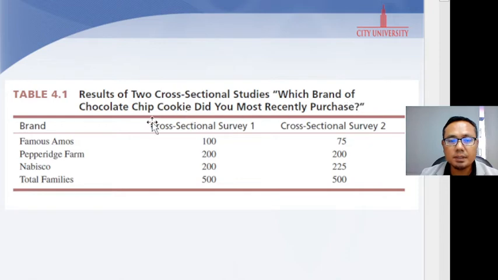Okay, this is an example of two results of cross-sectional studies. Which brand of chocolate chip cookie did you most recently purchase? For cross-sectional survey 1 and cross-sectional survey 2, in this result you can see there's not much difference, because we use almost the same method under a descriptive cross-sectional survey.